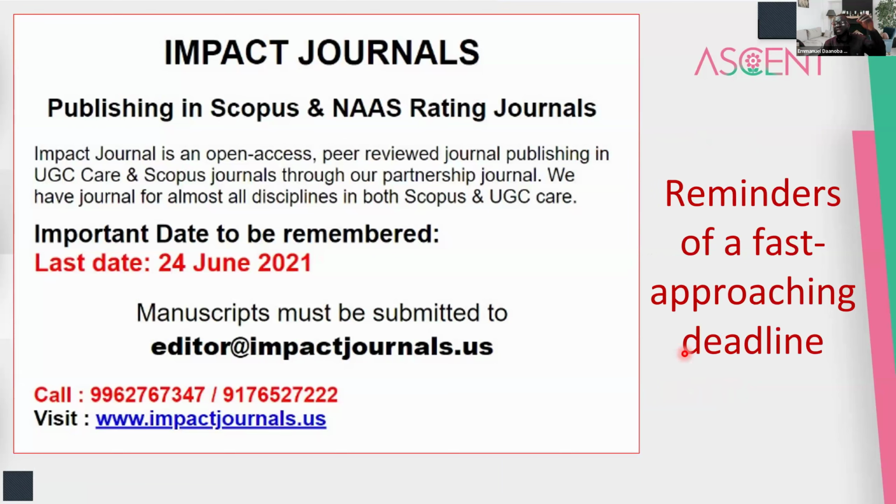Now, they give reminders of a fast approaching deadline all the time. So impact journals, publishing in Scopus and NAS rating journals. They will describe the journal. It is indexed in all the Scopus and UGC care. Important date to be remembered. Last day, 24th June 2021. Manuscripts must be submitted to an email. That is a problem. Any journal that accepts manuscripts via email is fake.